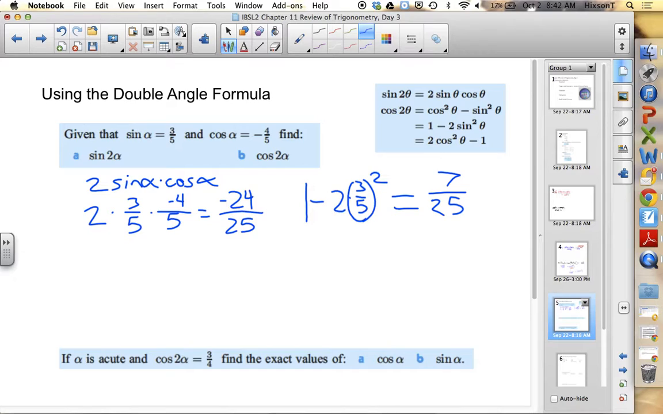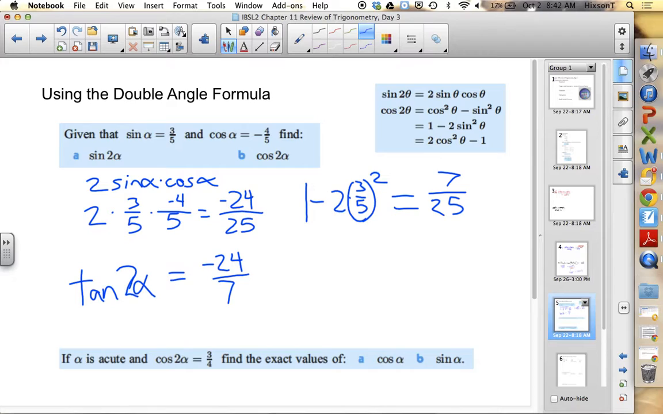Now, just as kind of a side note, one extension of this would be that, okay, now find tangent of 2 alpha. Okay? Well, now that I found sine and cosine, I could divide, and I could get negative 24/25 divided by 7/25 is a negative 24/7.